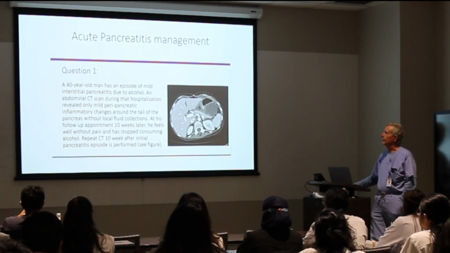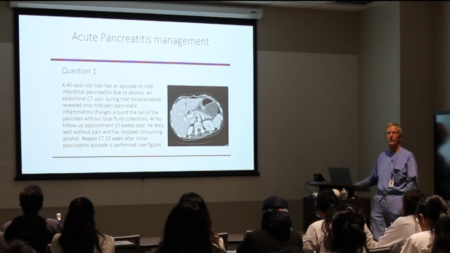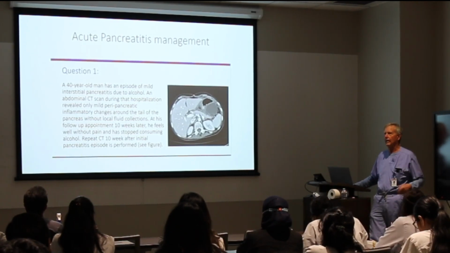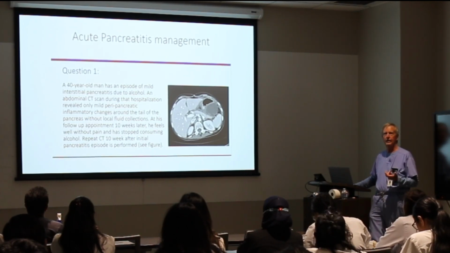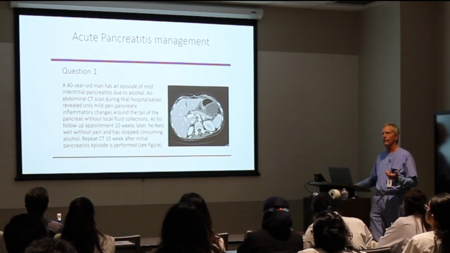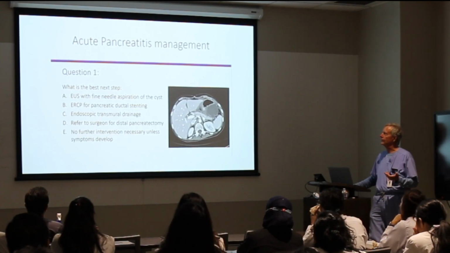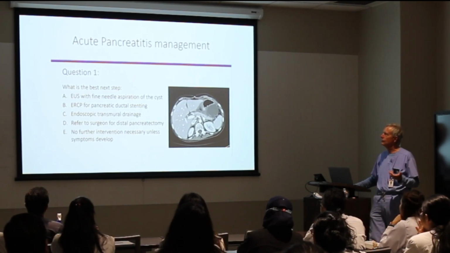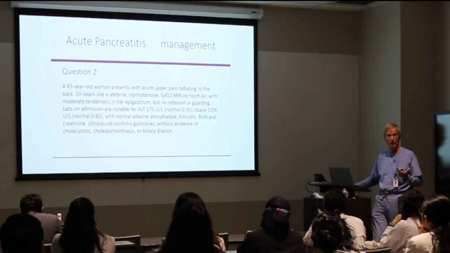All right, so this is a guy who's an alcoholic, and this is 10 weeks after he had the disease, and he came back to your office, and you ordered a CT scan. It's got this. So you've got to know what this is, all right? Now, what do you want? Are you going to needle it, ERCP, endoscopic drainage, or talk to a surgeon? Don't do anything. By the time we're done, you should be able to answer that question.